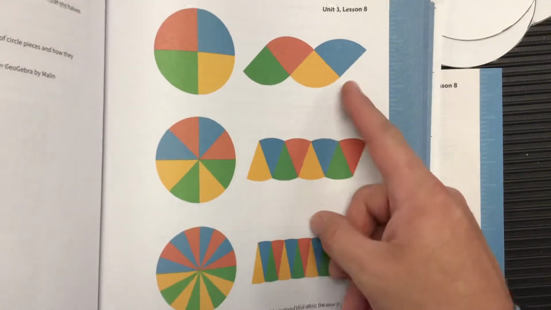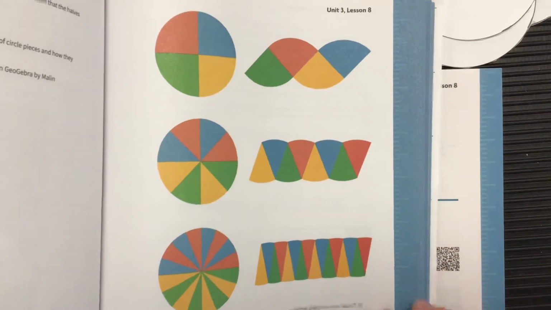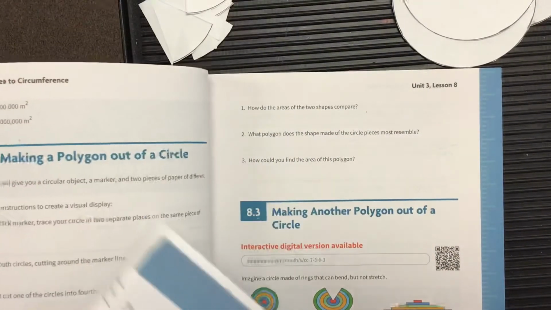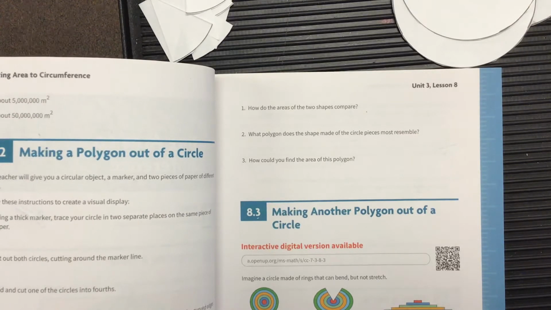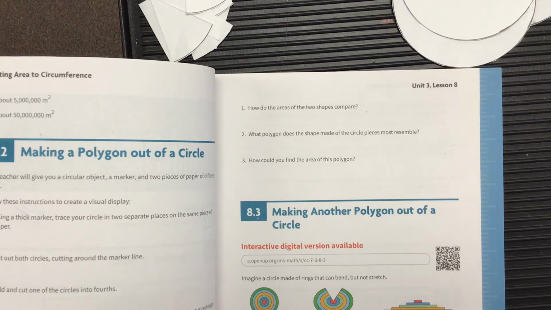See how the curves are starting to disappear on the ends? It's looking more and more like a rectangle. Write that down for number 2. Okay, you could say parallelogram as well. I would accept that. It's certainly looking like that.